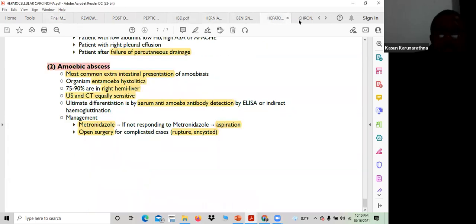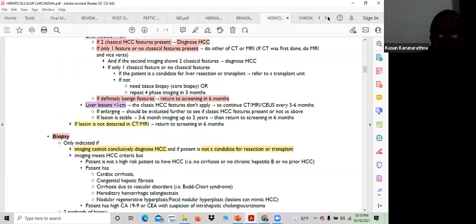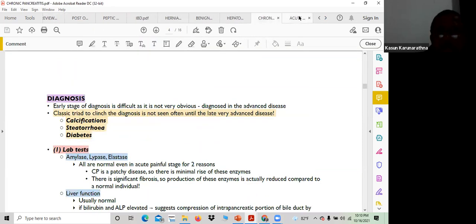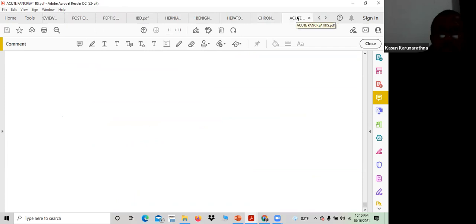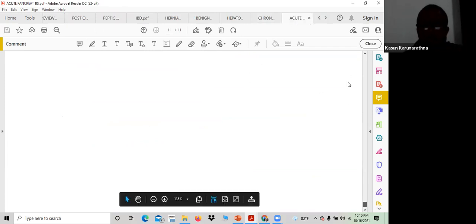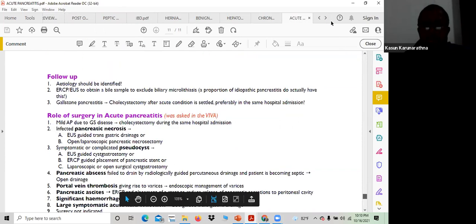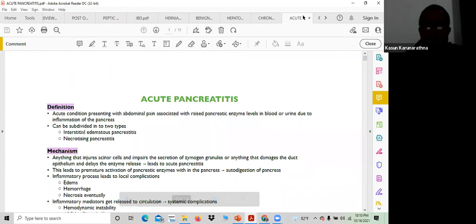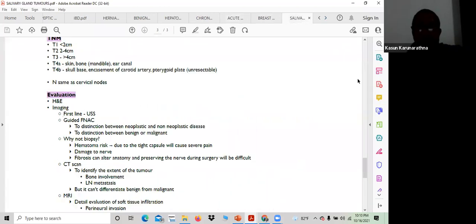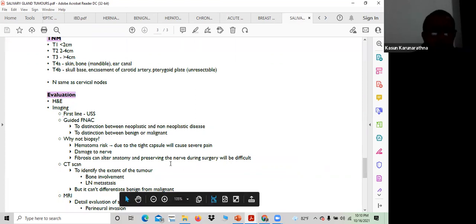We did chronic pancreatitis, we did acute pancreatitis, carcinoma, salivary gland tumors. Evaluation of the parotid tumors, right?